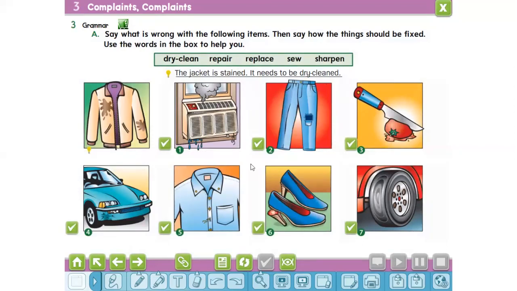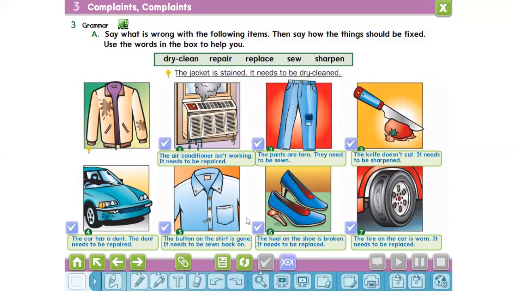Let's see the answers. About picture number one, the air conditioner isn't working, so it needs to be repaired. The pants are torn, so they need to be sewn. The knife doesn't cut, so it needs to be sharpened. The car has a dent, so the dent needs to be repaired. And the button on the shirt is gone, so it needs to be sewn back on.